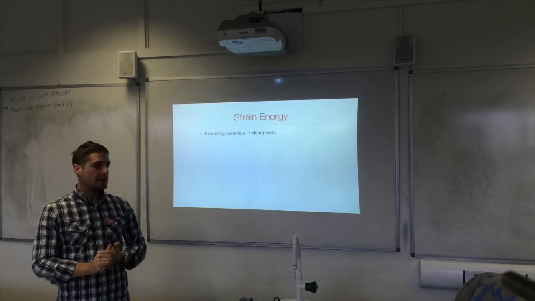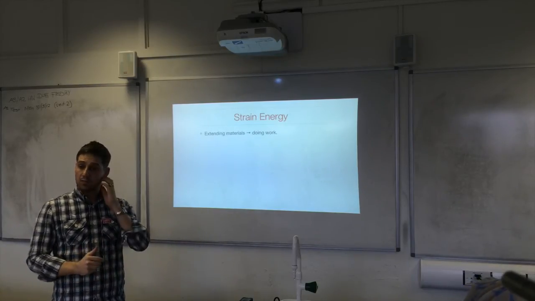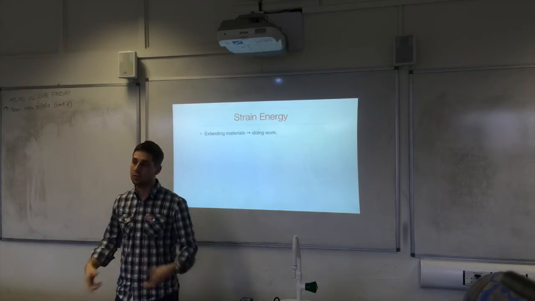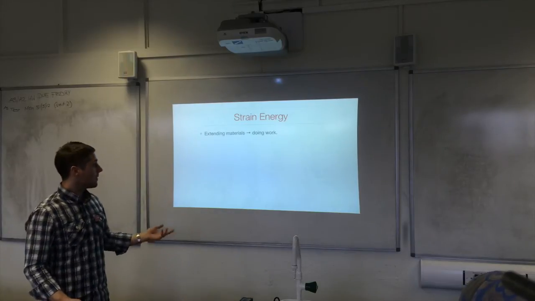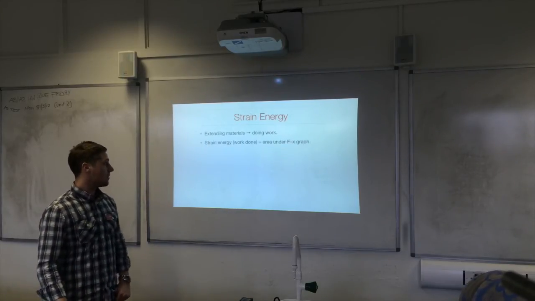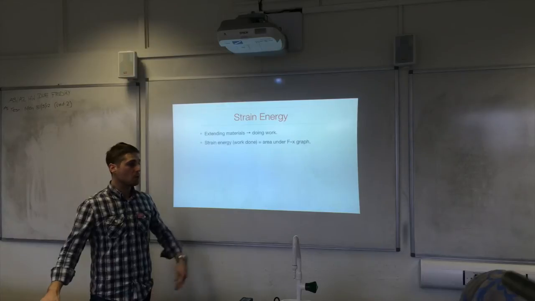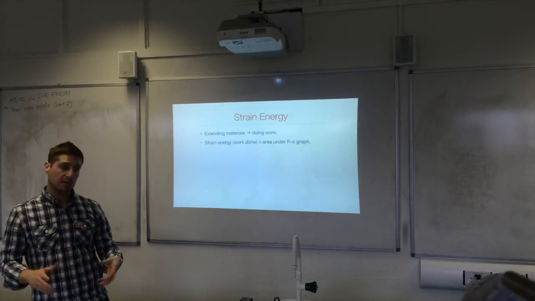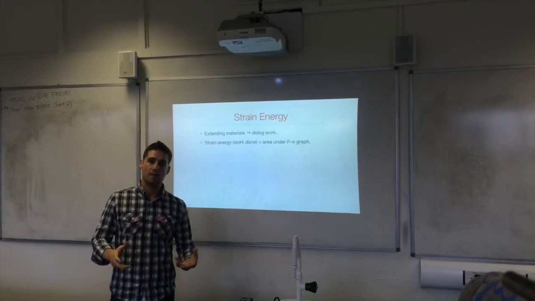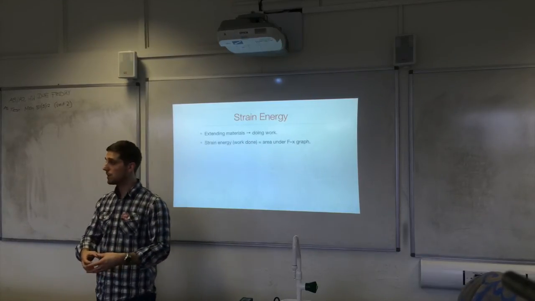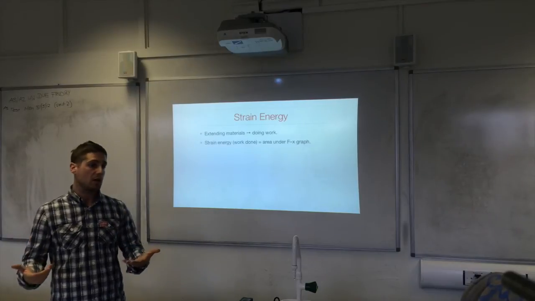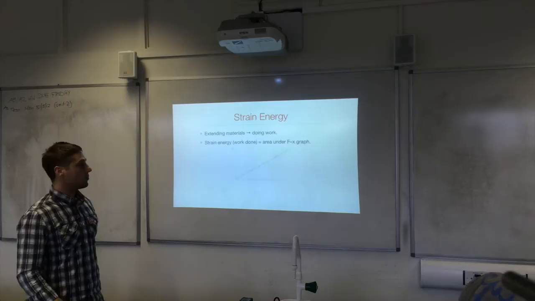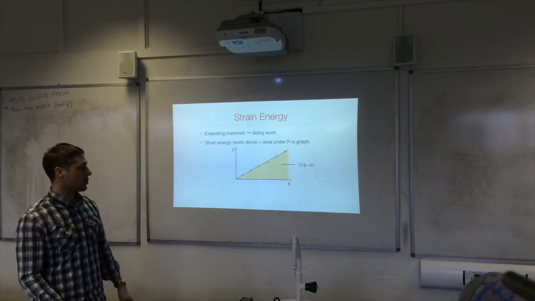We can use this to talk about the energy that's related to extending materials. When we extend materials, we do work on them, so there's energy transfer involved. The strain energy is the work that we did on extending the material. If there were no energy losses, which there invariably will be, this is the potential energy that the extended object could do returning to its original length. That is equal to the area under your force extension graph.